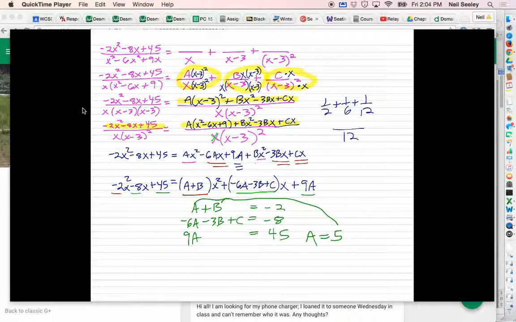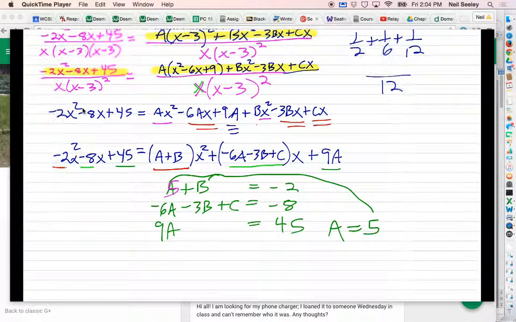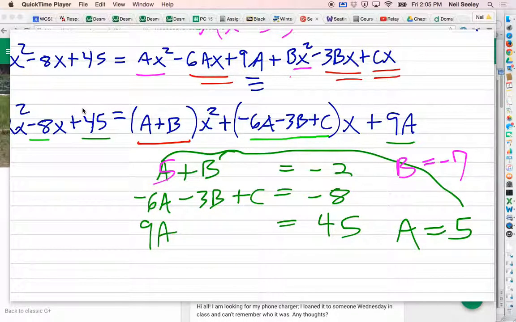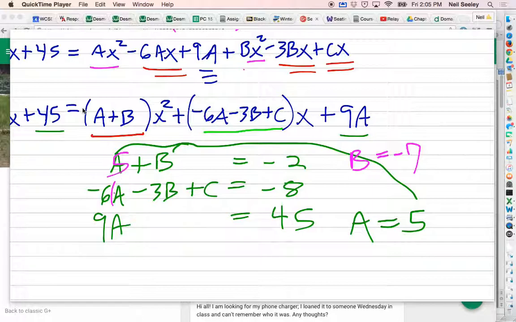What if I put the A in there? Can you give me B? Yes, you can. Negative 7. Good job. You want to put those two in for A in this one? Oh, that is B. Whoopsie. 5 and negative 7. Put them in there. What's that make?